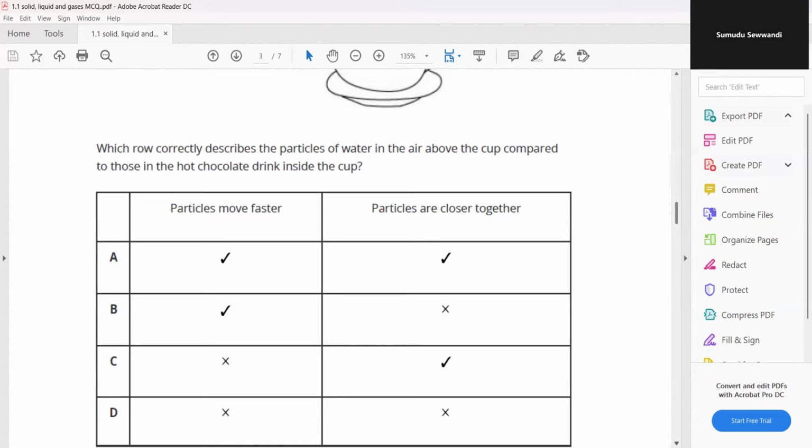And particles are closer together. We'll check that. The hot chocolate is a liquid, and liquids have particles that are relatively close together. Then the air above the hot chocolate is a gas. Gases have particles that are very spread out. Therefore, the particles in the air are further apart, not closer. Therefore, the correct row is B. Particles move faster is correct. Particles are close together is wrong. The particles move faster and the particles are not close together.